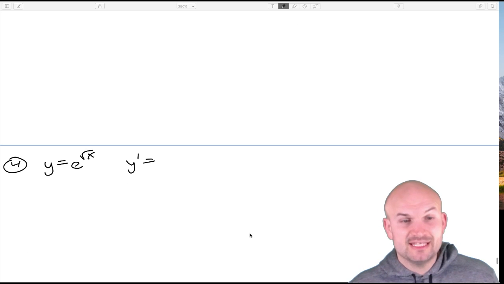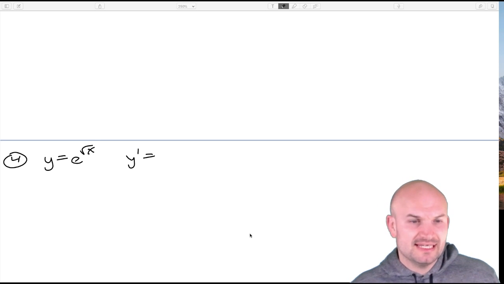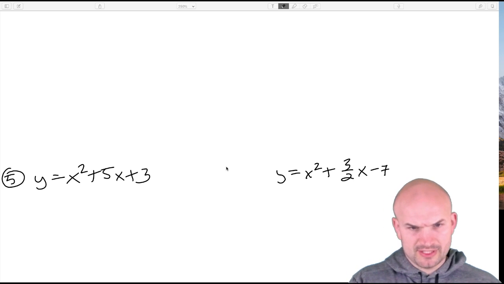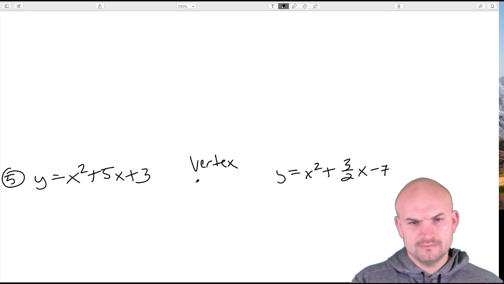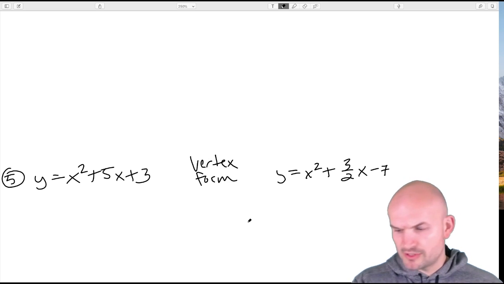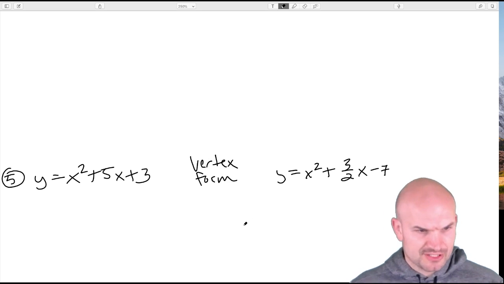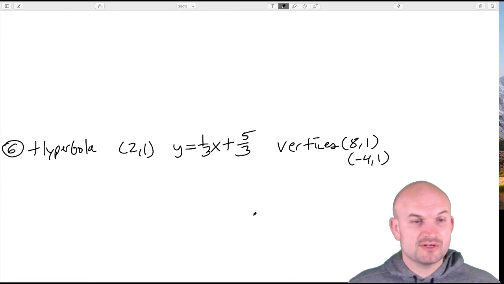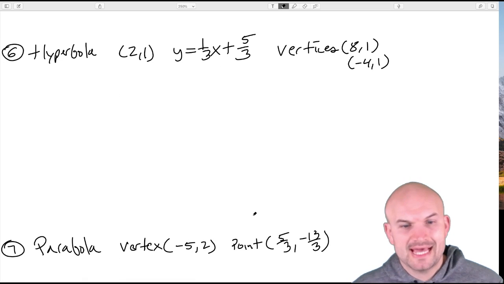Look into finding the derivative of e to the square root of x. Then this one, we're going to look into converting this to vertex form. So we have two equations that we're going to write into vertex form. And then we also have some conic sections, which is going to be hyperbola and parabola.